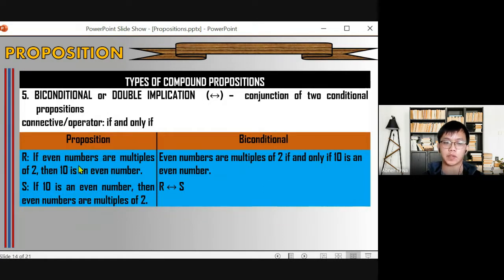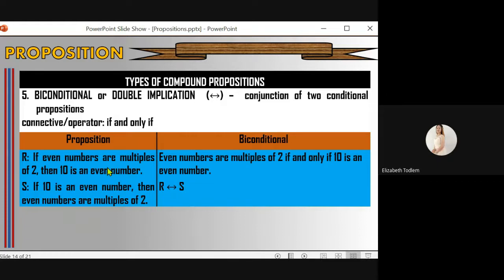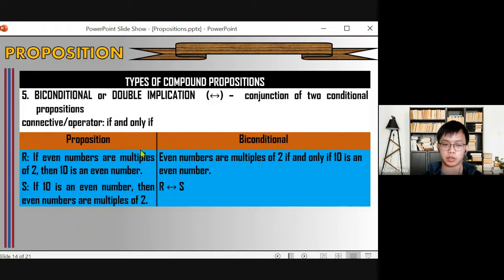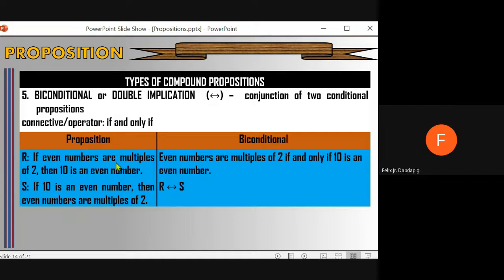Okay, basa yung first example, first proposition natin, Miss Elizabeth. If even numbers are multiples of 2, then 10 is an even number. So we have here multiples. The next proposition, Felix. Then it's an even number. Then even numbers are multiple of 2.